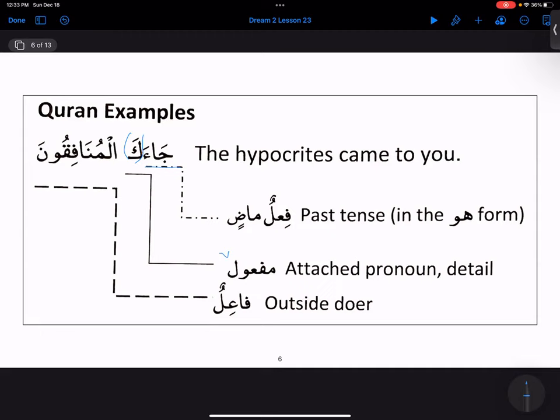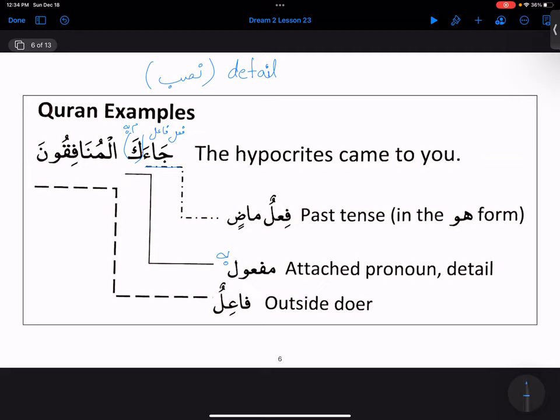Now, ja'akal munafiquna. What is this al munafiquna doing here? Outside doer, because it's rafa. Exactly. When ja'a is our fail, the fa'il is inside, and ka is maful bihi. In jumla failia, we can have multiple maf'ools, but what status should the maful be? Always nasab. We are going to learn five different kinds of maf'ools, and all maf'ools are always nasab because they are details.